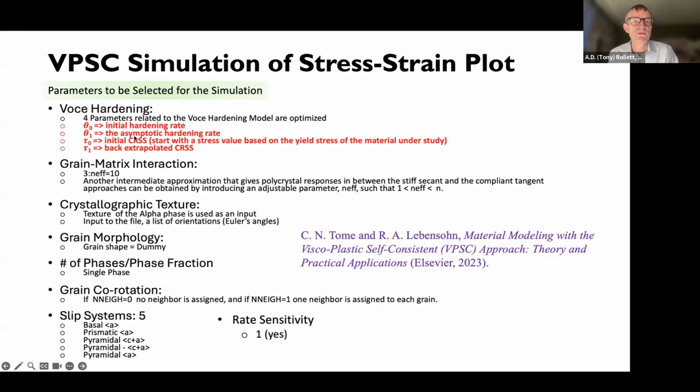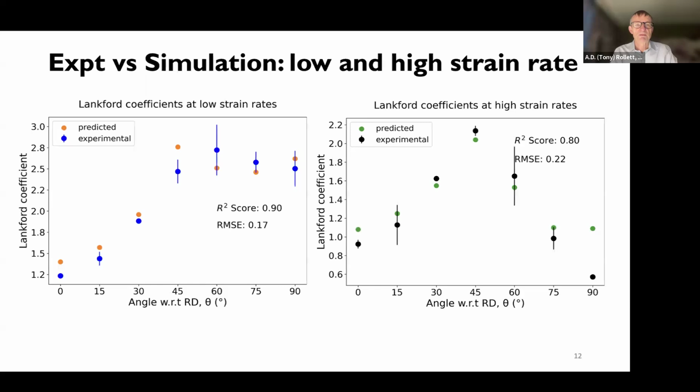But I've highlighted the 4 parameters associated with basic Voce hardening. And in fact, we only allowed ourselves 3 of those. We didn't use tau 1, but key difference, we did allow the latent hardening parameters to vary. So again, let me show you the R values at low strain rates on the left, those are the blue points, and the R values at high strain rate, those are the black points. But now you see some additional points.